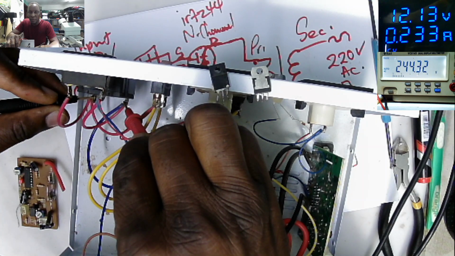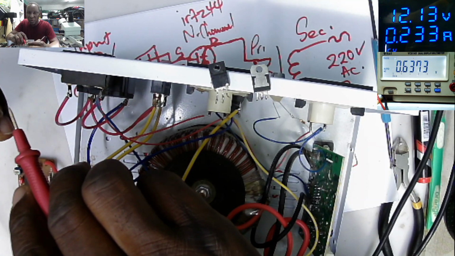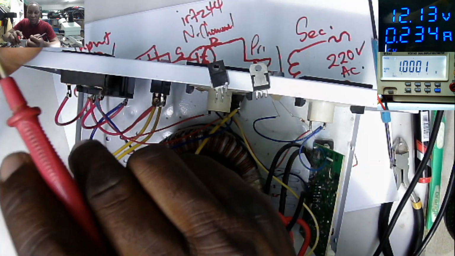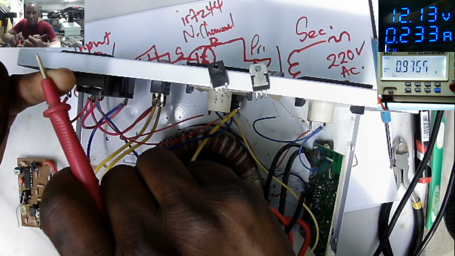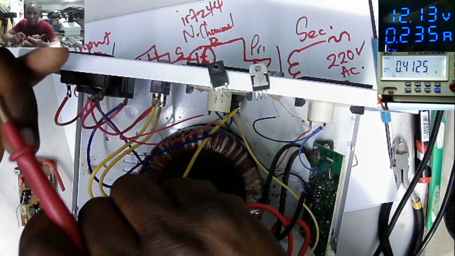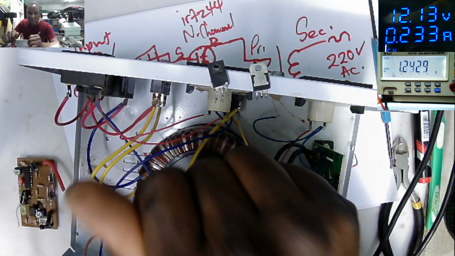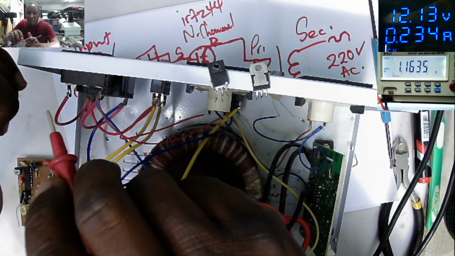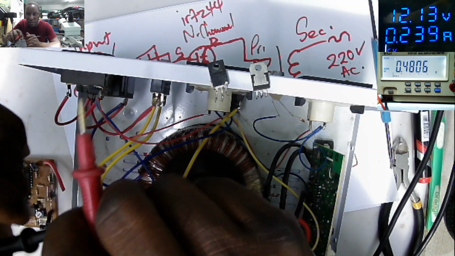So those are the three major areas we have to look at if we have a non-working inverter. First, check that the driver itself can be faulty, the MOSFETs can be faulty, and also this big transformer. You see this? You can have a faulty transformer. This is a linear transformer.